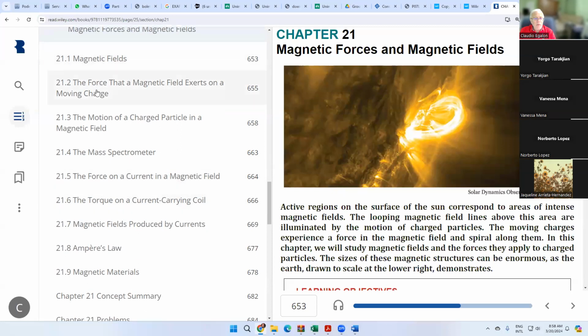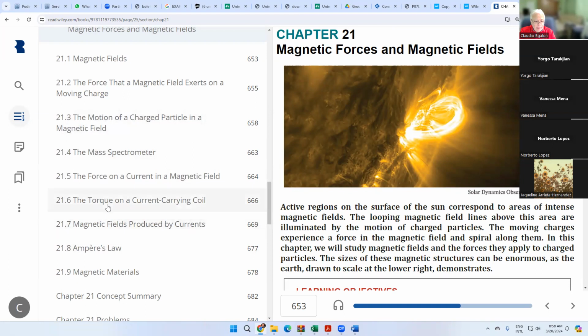We did magnetic fields, force the magnetic field on a moving charge. Don't forget, a moving charge produces a current, right? So what you see right in here is not much different than what you see right in here, okay? Motion of charged particle in a magnetic field, the mass spectrometer, but before the mass spectrometer, we also covered the velocity selector. I didn't see the velocity selector here in your book, so you gotta rely on the notes that I have here for the velocity selector.